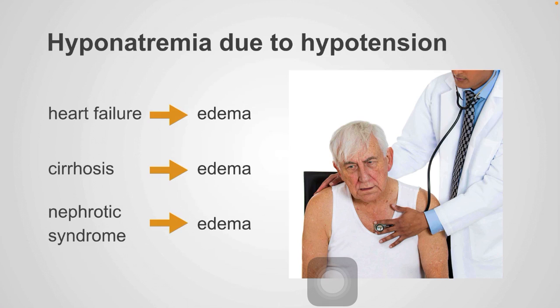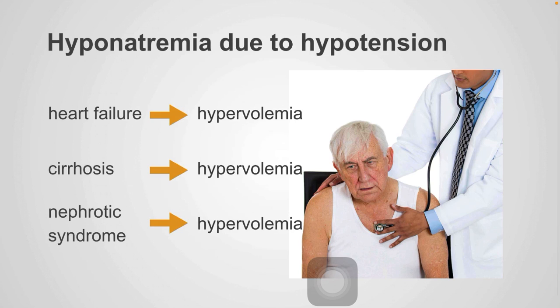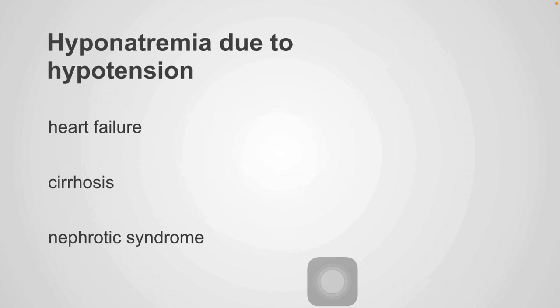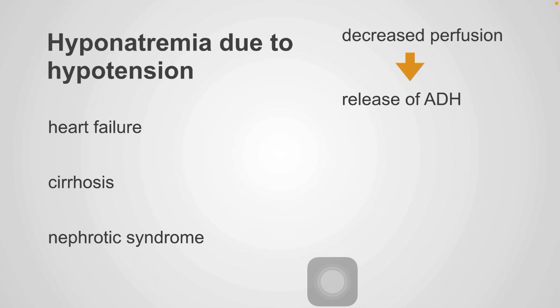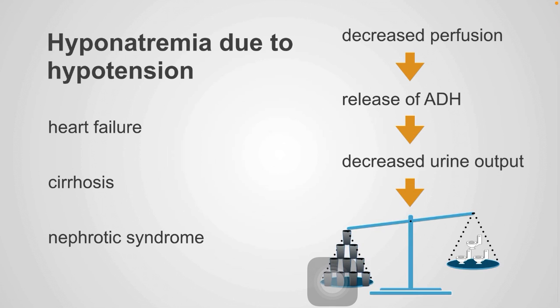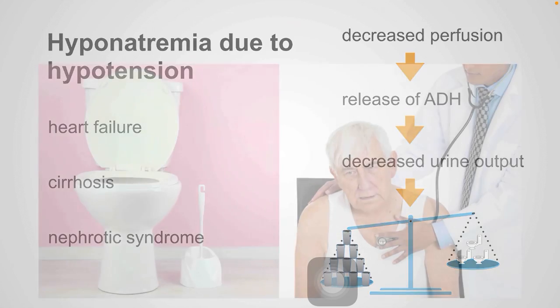Hyponatremia due to hypotension. There are three causes here: heart failure, cirrhosis, and nephrotic syndrome. All of these cause decreased blood pressure or decreased perfusion. All of them are edematous states, and those all represent hypervolemia. Again, the mechanism here is identical. Decreased perfusion leads to release of ADH, leads to decreased urine output, leading to an imbalance with more water intake than water excretion.